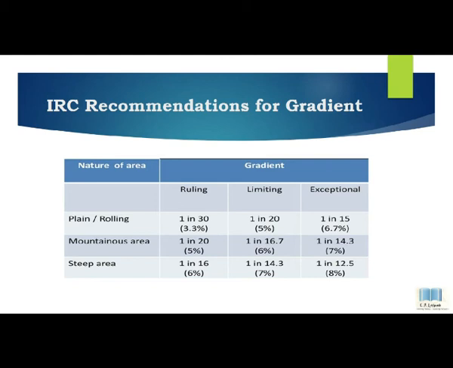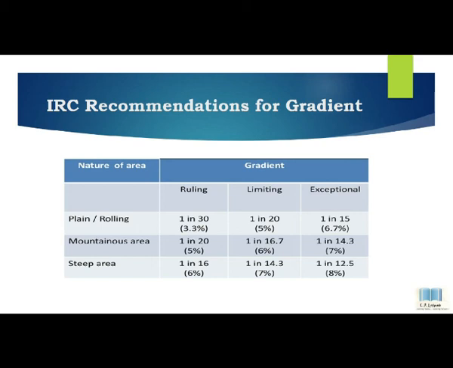So the first nature of area is plain or rolling. For plain or rolling area, the ruling gradient is 1 in 30, that is 3.3%. Then limiting gradient is 1 in 20, that is 5%. And exceptional gradient for plain and rolling area is 1 in 15, that is 6.7%. Okay.